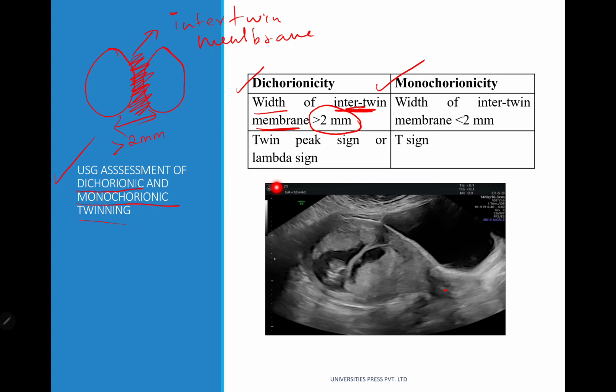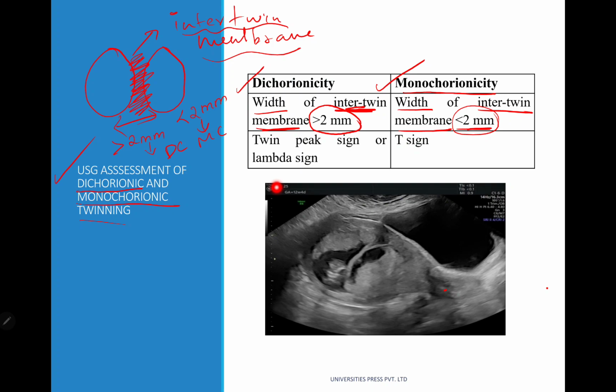And for calling it monochorionicity, the width of the intertwin membrane should be less than 2 mm. So this is the criteria. If the intertwin membrane is more than 2 mm, then it is dichorionicity. And if it is less than 2 mm, it is monochorionicity. So this is the important concept you need to know, guys.